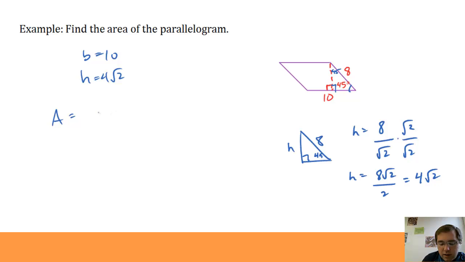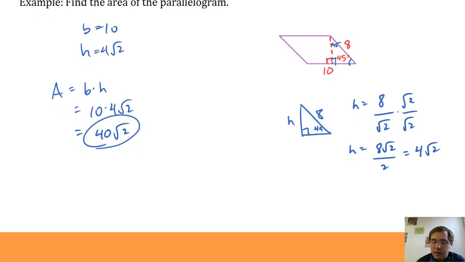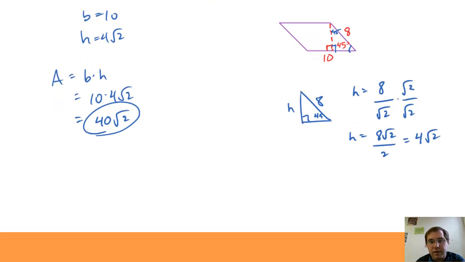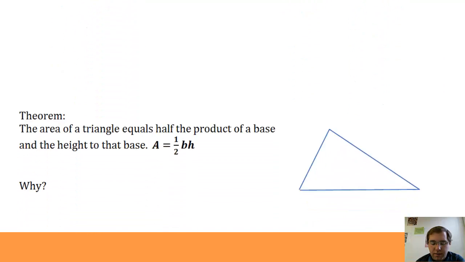So the area is going to be base times the height, which is 10 times 4 radical 2, which is 40 radical 2. So I used what I knew about 45, 45, 90 triangles to find the height, and then I was able to find the area.